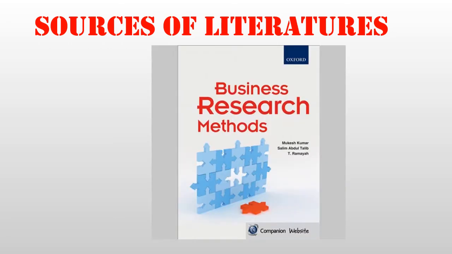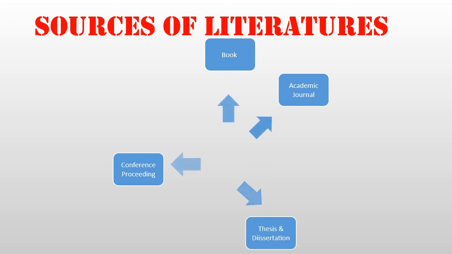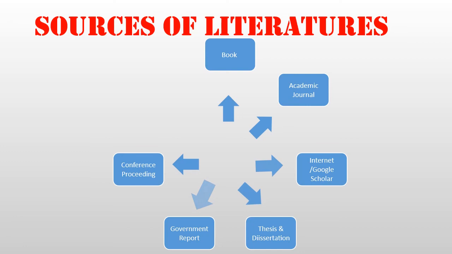I refer to a book by Mukesh Kumar, Salim, Abdul Talib and T. Ramaiah in the year 2013, titled Business Research Method, published by Oxford University Press. Kumar, Talib and Ramaiah suggested the sources of literature reviews should consist of A. Journal articles, B. Books, C. Conference proceedings, D. Theses or dissertations, E. Reports, F. Internet such as Google Scholar, and G. Other sources such as CD-ROMs and magazines.